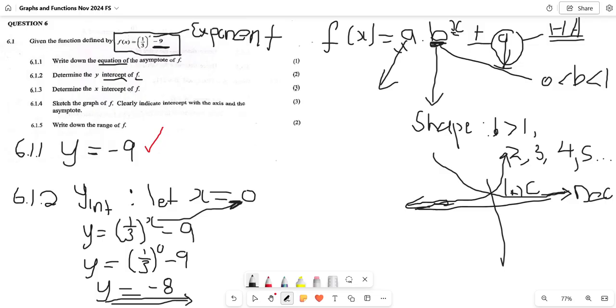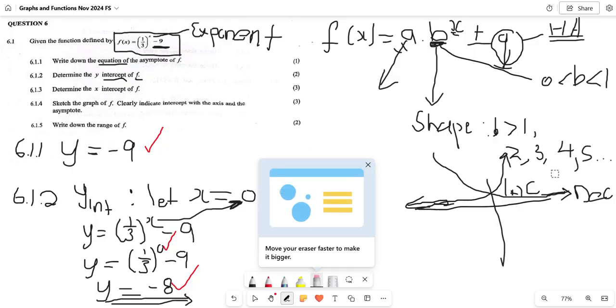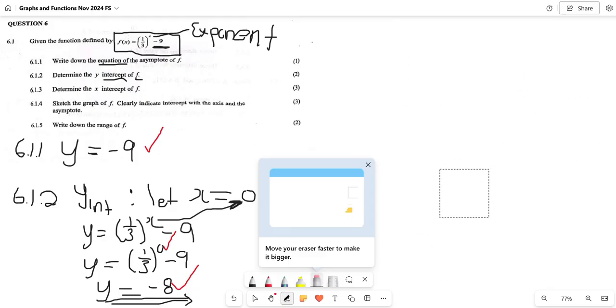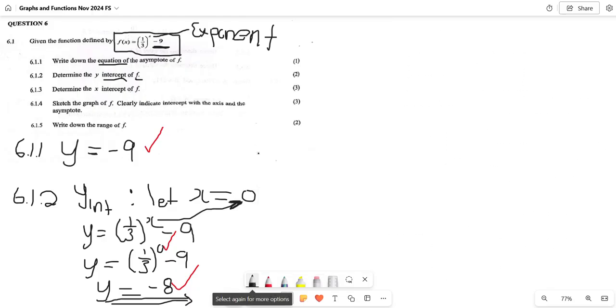Mark allocation there, 2 marks. How do we allocate those 2 marks? We are going to give you 1 mark for writing 0 where you see the x, and 1 mark where you have y is equal to negative 8. Then we are still proceeding. Let us erase here so that we have enough space. 2 marks there.